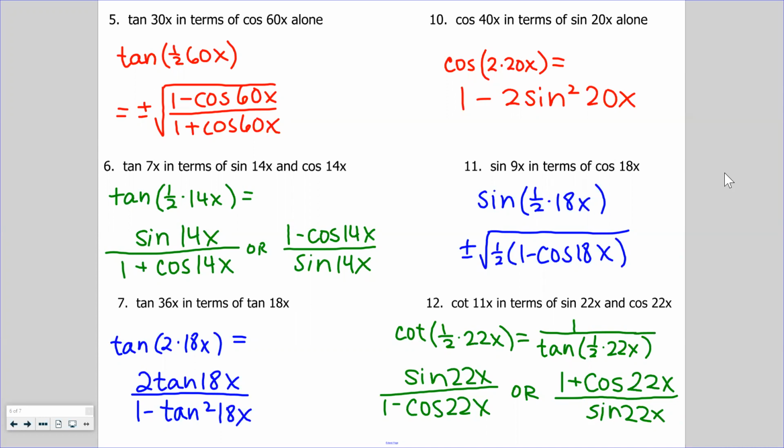Questions. Ms. Funk? Yep. Really quick, sorry. For number 11, is it okay if you did the same, like you got 1 minus cosine 18x over 2? Yeah, that's perfectly fine as well. Mm-hmm. All right, any other questions, you guys? I'm going to move on.